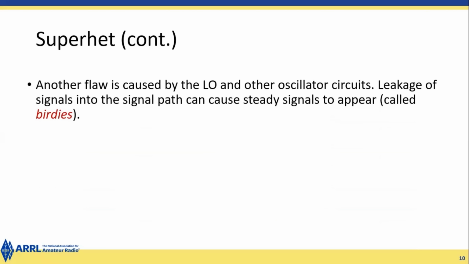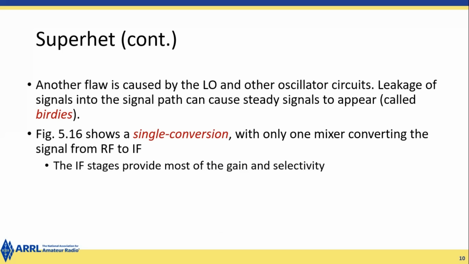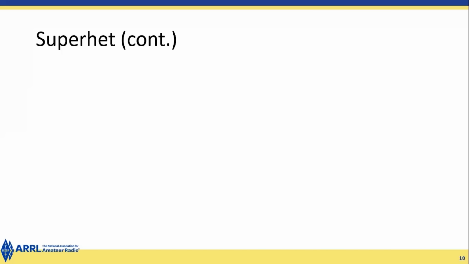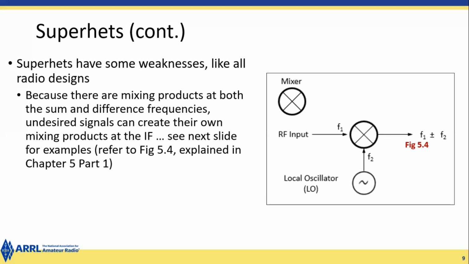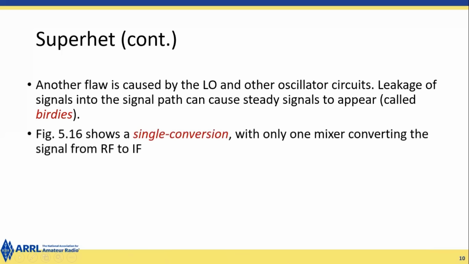Another flaw is caused by the local oscillator and other oscillator circuits. Leakage of signals into the signal path can cause steady state signals to appear called birdies. The next figure shows a single conversion with only one mixer converting the signal from the RF to the IF. This is the single conversion right here. RF input, one oscillator, down, single conversion.